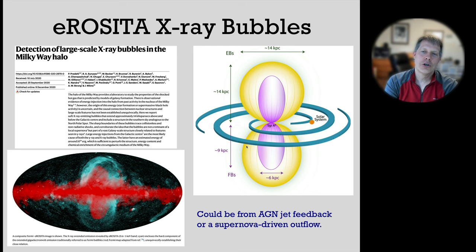And the question naturally arises, well, where did these come from? Could these be from an AGN jet feedback process? Or could they be from a supernova-driven outflow? Well, we don't know for sure. I think the jury is still out here again. But there's at least a possibility that some of these structures were formed by jets coming from the supermassive black hole of our galaxy when our galaxy was activated at some time in the distant past.